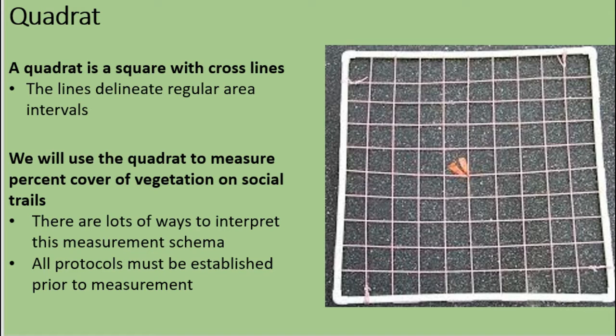So along the transect, when we are measuring vegetative cover, we will use a quadrat. A quadrat is a square with cross lines. The lines delineate a regular area in intervals. It doesn't actually matter what the area is, but that the division created by the lines makes equal sized portions within the larger framework. We'll use the quadrat to measure percent cover of vegetation on social trails. This sounds simple, but there are lots of ways to interpret this measurement schema. All the decision points need to happen, all the protocols need to be established prior to the measurement effort. If you decide what you're going to do, you will do it repeatedly, month after month. It's not so much what you do, but that you repeat it, that makes the data reliable.